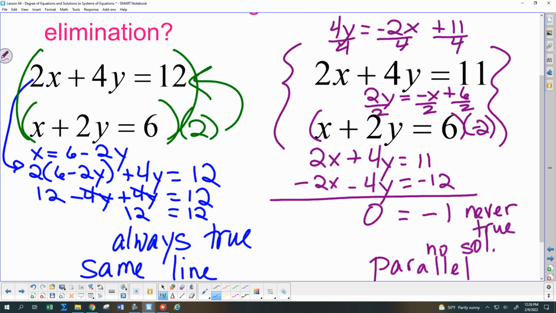Do I get the same slope? -2/4 and -1/2, are those the same? Do I have the same y-intercept? So same slope, different y-intercepts, that means it's parallel. Anybody with questions on that?